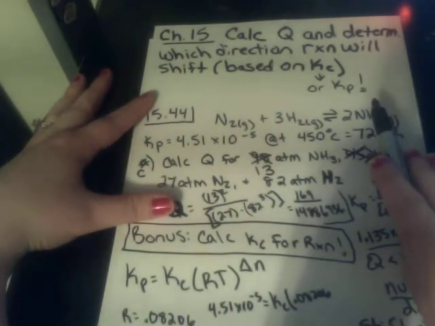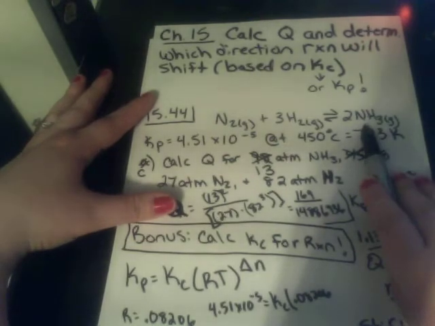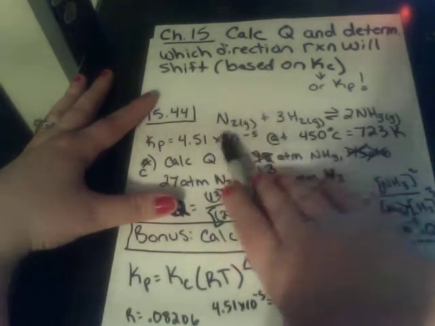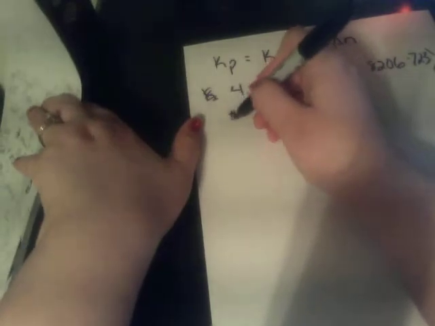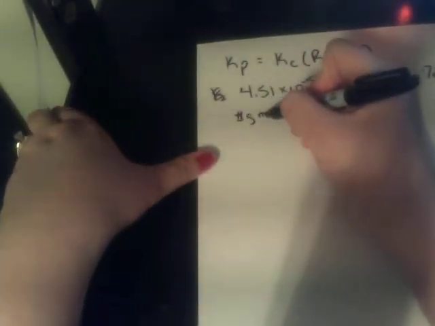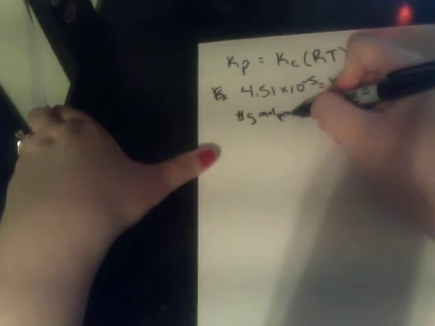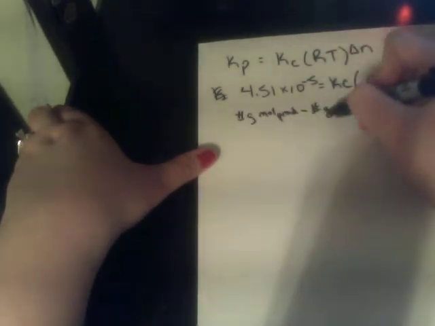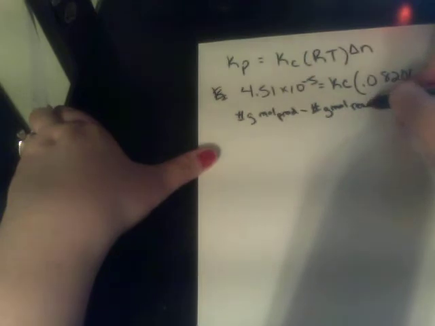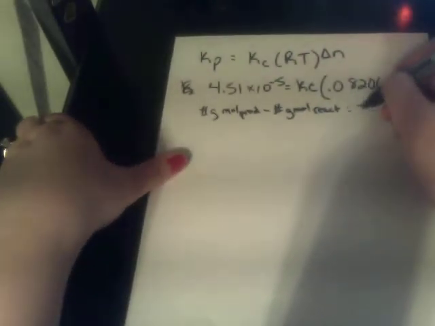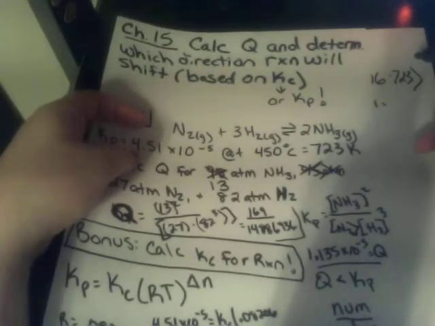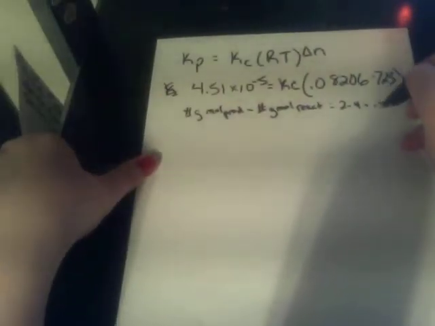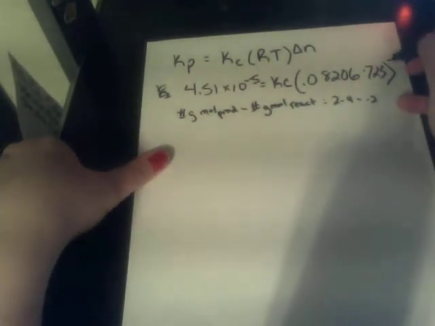So for our final moles of gas, we have 2, and our initial, our reactants, are 4. So it's going to be 2 minus 4. It's going to be number of gas moles of product minus number of gas moles of reactant. So for us, it is 2 minus 4, so negative 2. So it's to the power of negative 2.